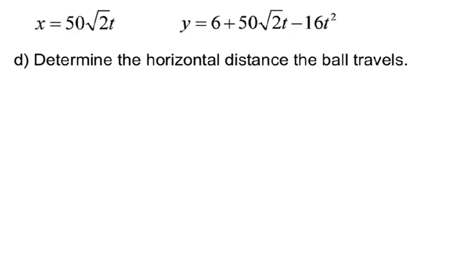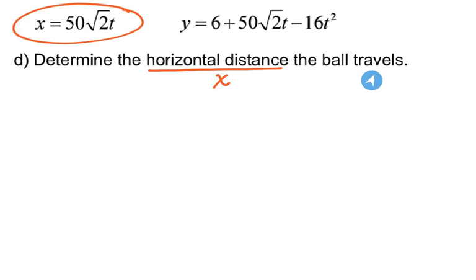Right, part D. Now I've rewritten both my x and y equations on this screen. So for part D, we're asked to determine the horizontal distance. Horizontal distance means we want to find x. So I'm going to come over here to my x equation. If I want to find x, that means I must know my time value. When does the ball stop? Ideally, the ball stops when it hits the ground.